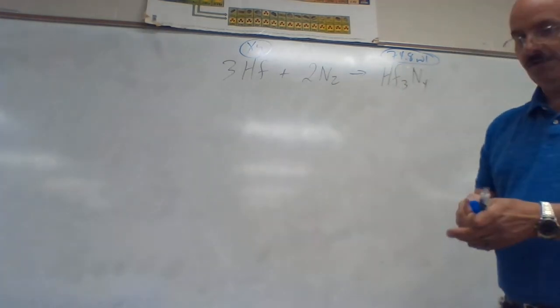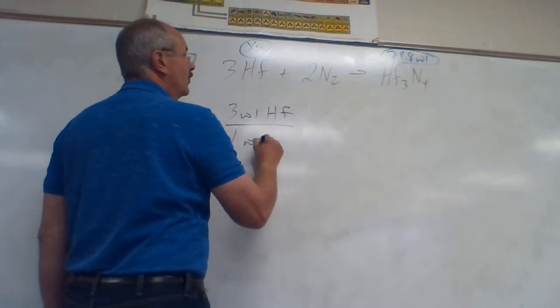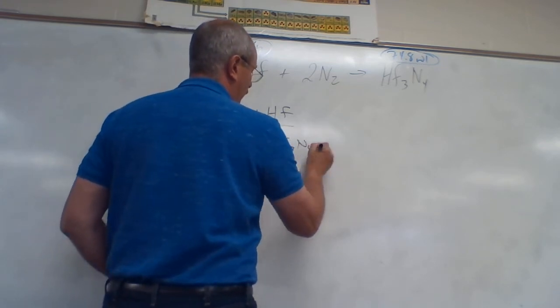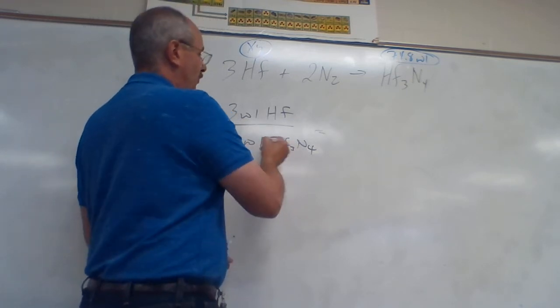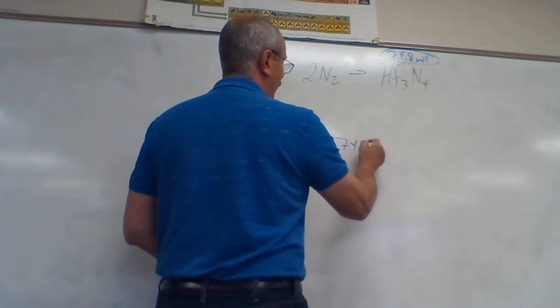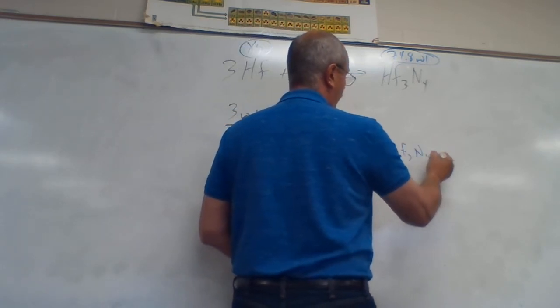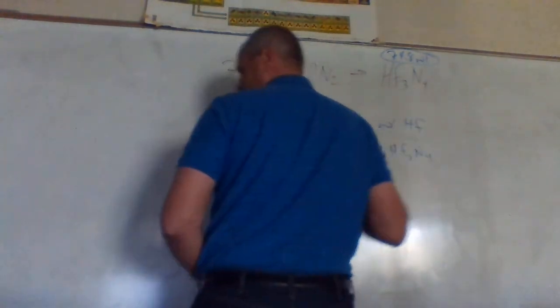So I would start with moles to moles. So we've got 3 moles of HF makes 1 mole of HF3 and 4. Oops, make that a 4. Equals. Well, then we go, well, I don't have 1 mole of it. I got 74.8 moles of HF3 and 4. And we want to find X moles of HF.